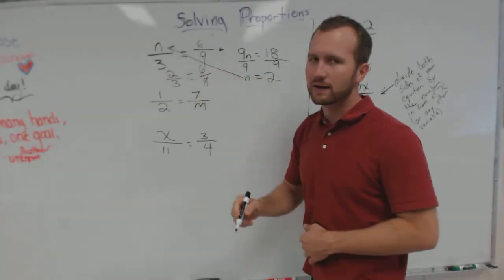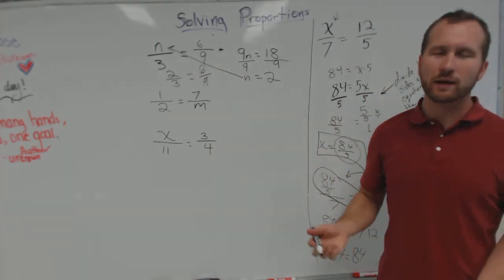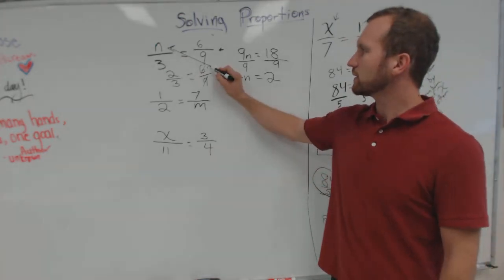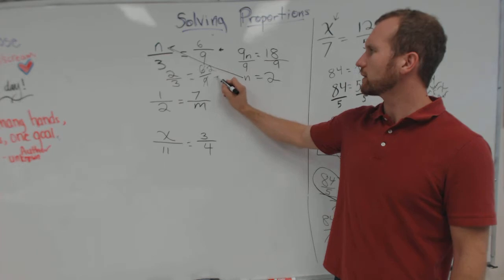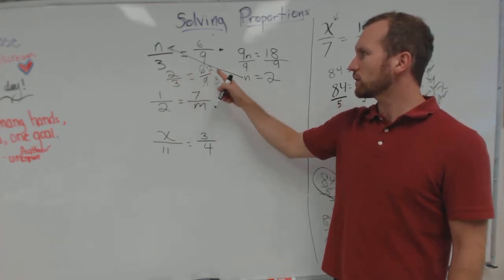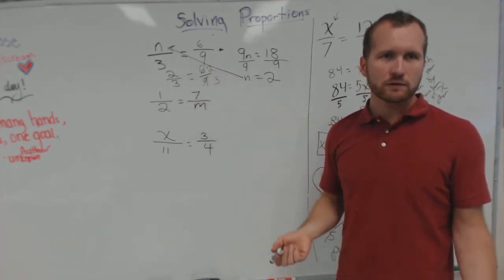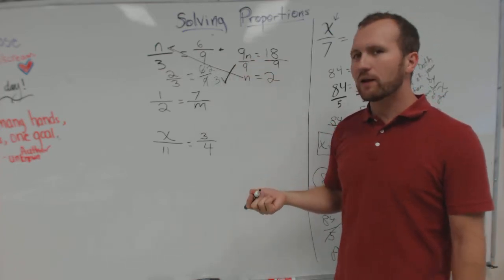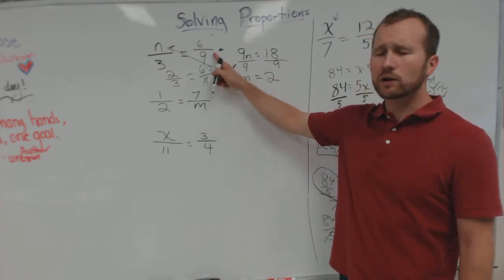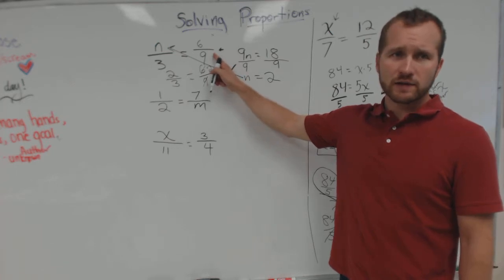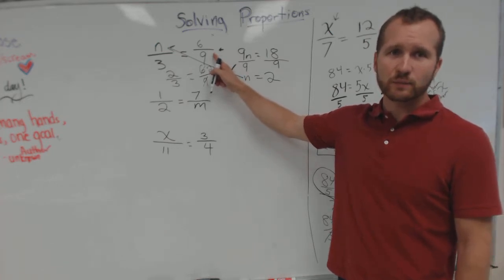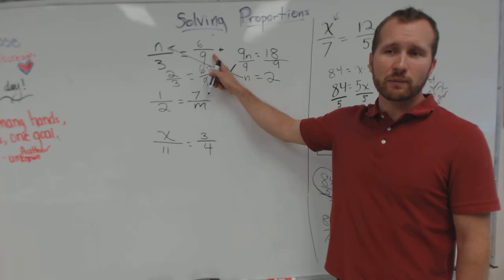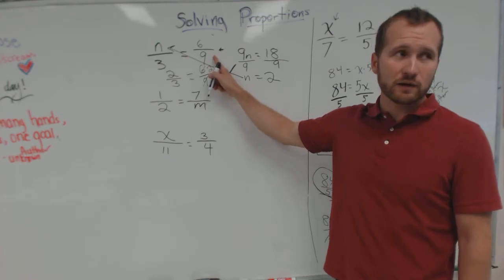What goes into 6 and 9? 3. How many times does 3 go into 6? 2. And how many times does it go into 9? 3. So 2 over 3 equals 2 over 3. Is that true? Yeah. So our answer checked. That worked. Now I actually could have done that up here, and I could have saved myself a whole bunch of steps. So sometimes you'll get a problem like this where you don't have to cross multiply.